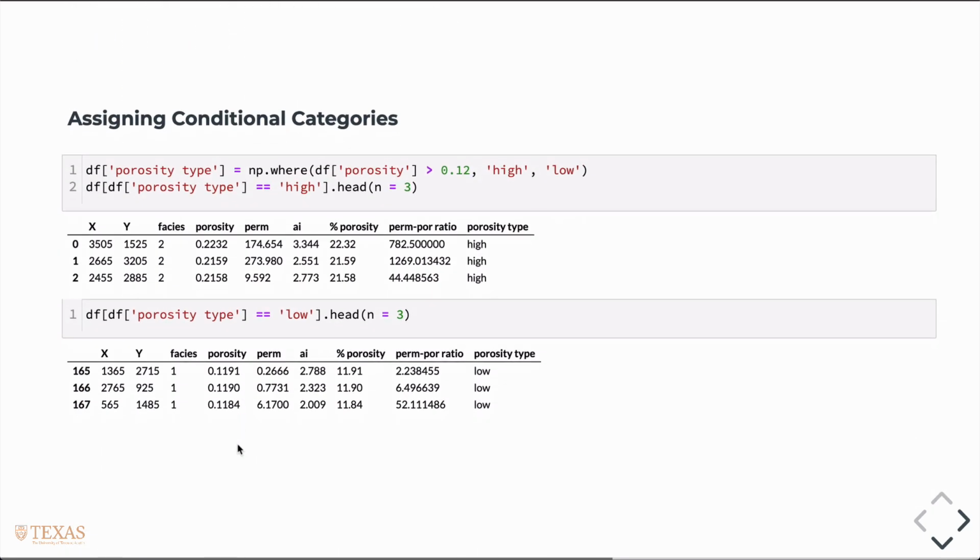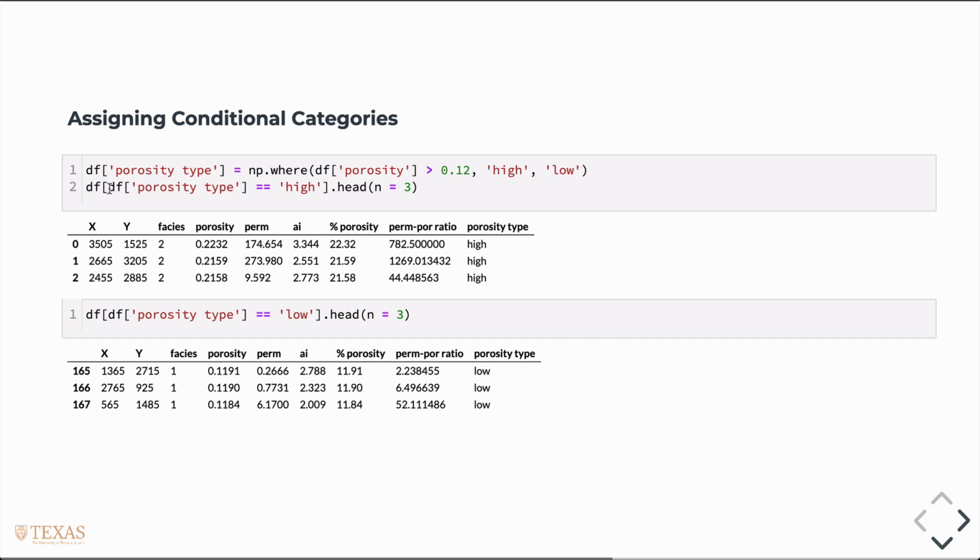You can do other things, just more feature engineering here, and using some NumPy commands. So we're going to create another column that we'll call porosity type. This is either going to be valued as a string high or low. And we're going to use the NumPy where command to determine that. So basically, if you remember the syntax for NumPy where, the first one is a Boolean array. The second one is the value if true, and the third argument is the value if false. So in this case, what we're saying is if the value of porosity in the data frame is greater than 0.12, we're going to give it the label high. Otherwise, we'll give it the label low.